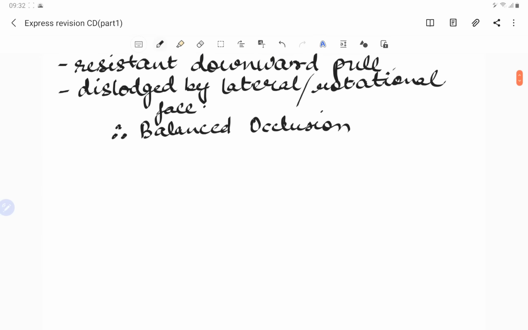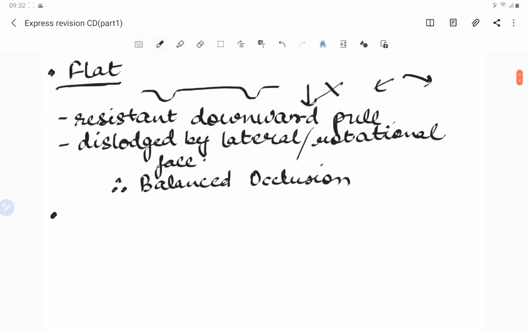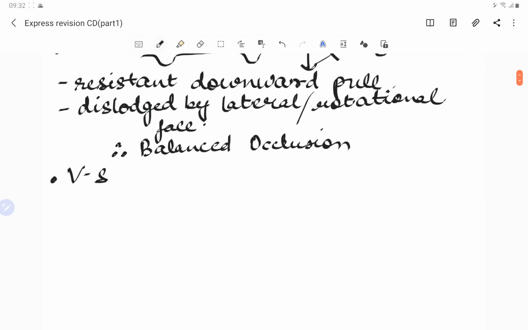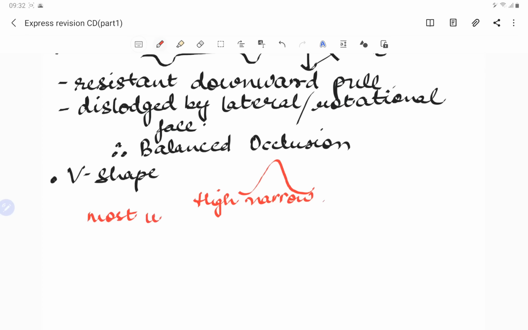Next comes the third kind of palatal vault, which is the V-shaped palatal vault. The V-shaped palatal vault is basically a high, narrow palatal vault. Like this, the palate is going to be so deep. So this is the high narrow, and this is the most unfavorable palatal vault for retention.